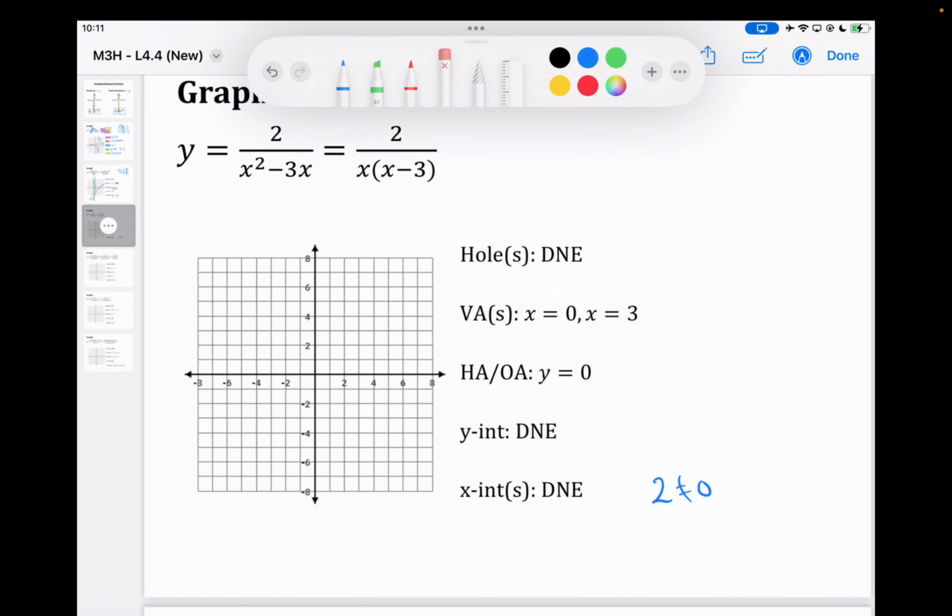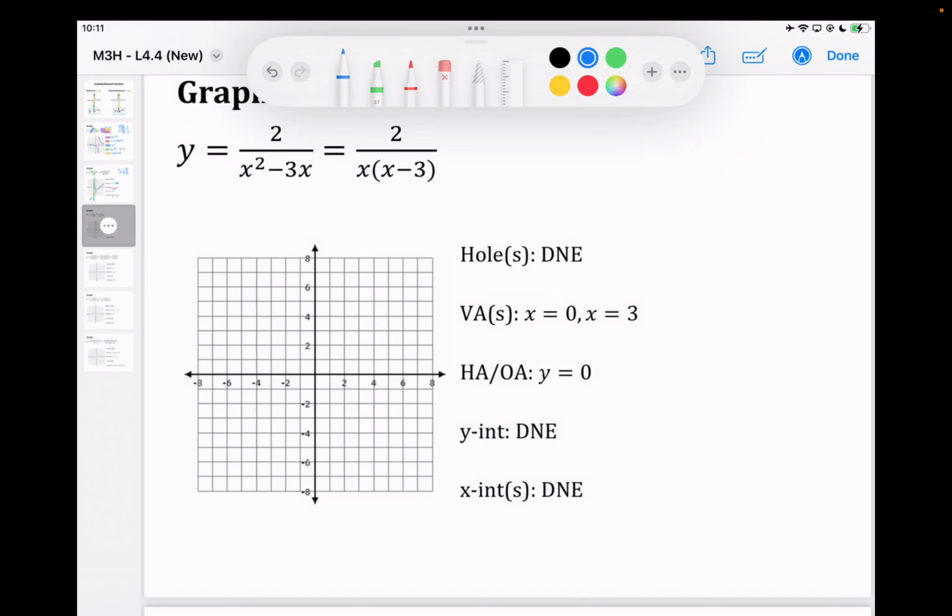Same idea for the y-intercept. The constant on top is 2, but the constant on the denominator is 0, and 2 divided by 0 is undefined, which is why we do not have a y-intercept. So let's go ahead and use the information I already found. Let's talk about those vertical asymptotes though before we do everything.